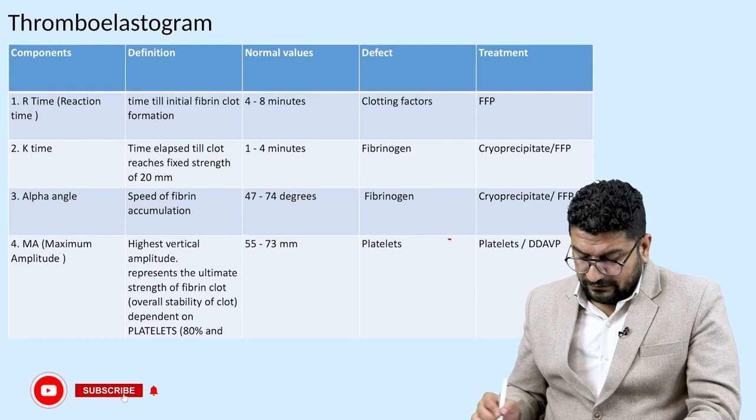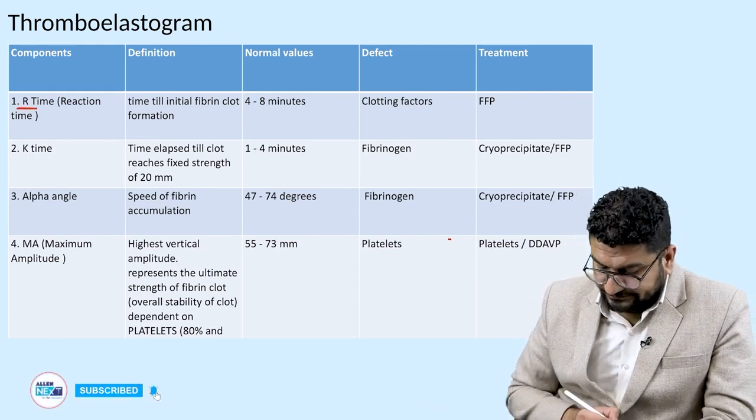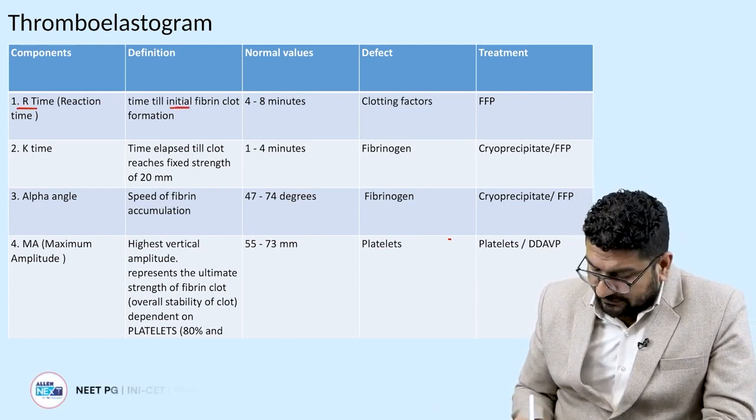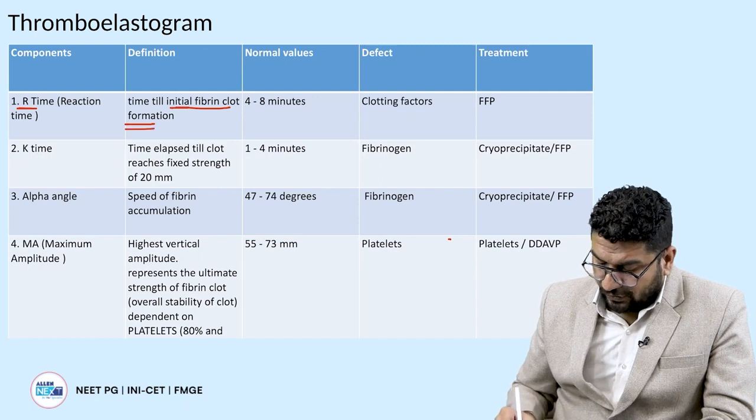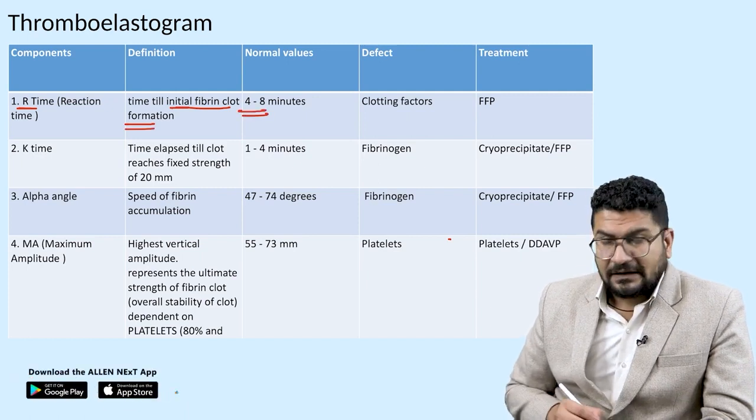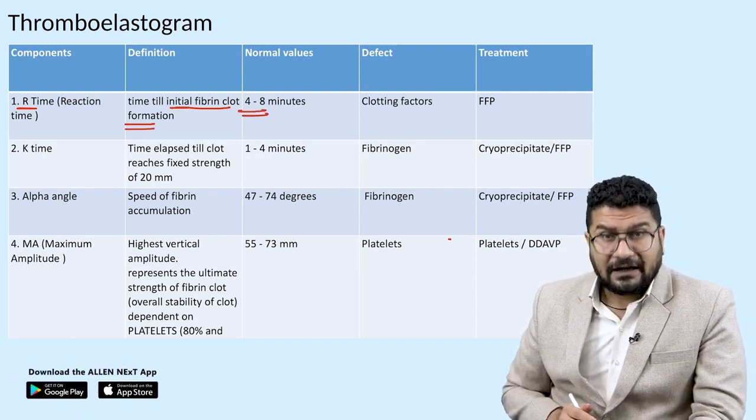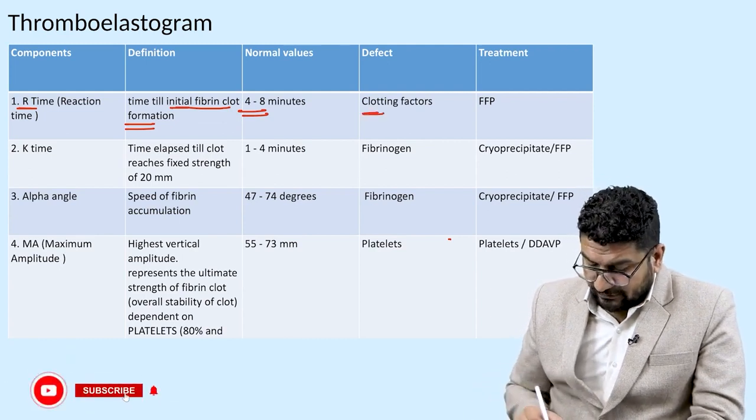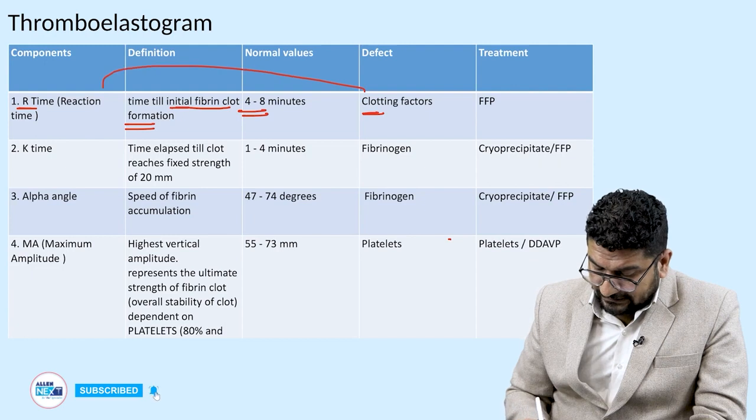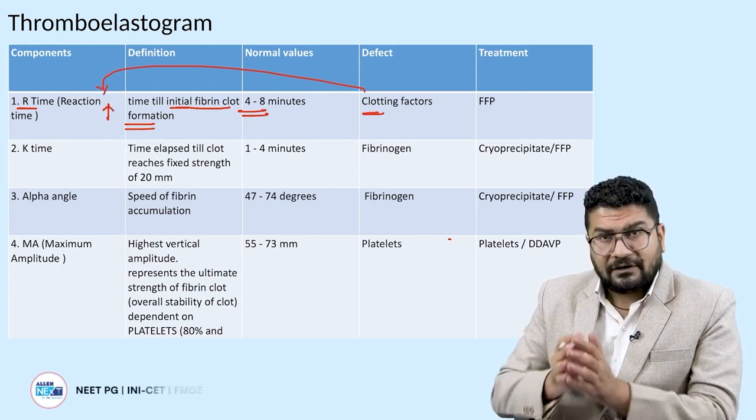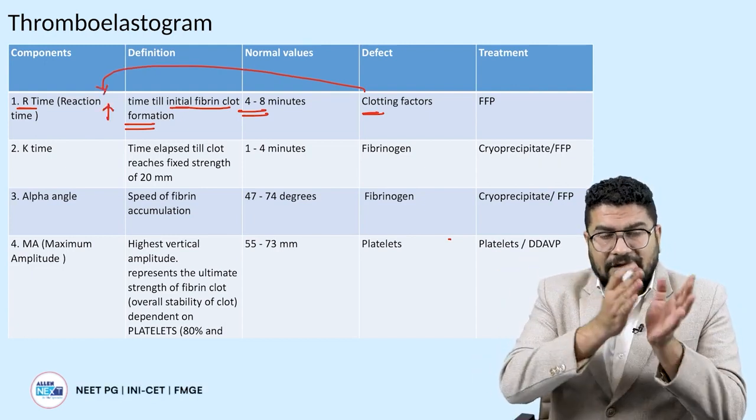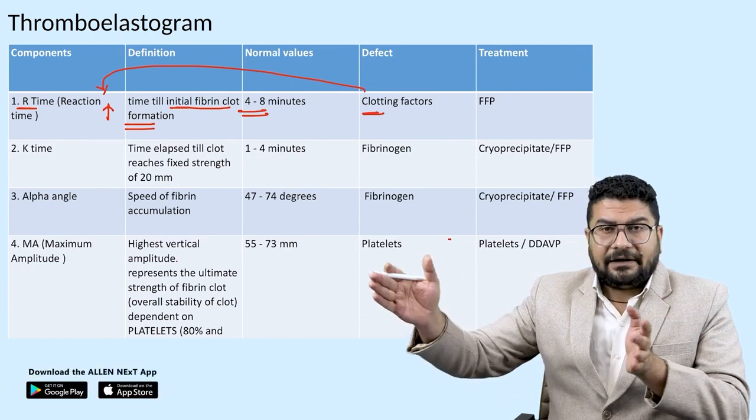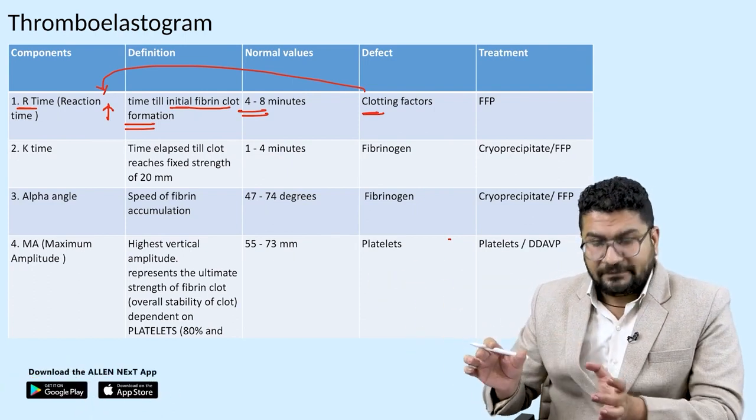R time is reaction time. It is the time till initial fibrin clot formation. Normally it is 4 to 8 minutes. If there is a clotting factor defect, you will notice this R time will be prolonged. ये बढ़ा हुआ आएगा. इसका मतलब clotting factor पूरे टाइम लगा रहे हैं क्लॉट बनाने में, राइट.